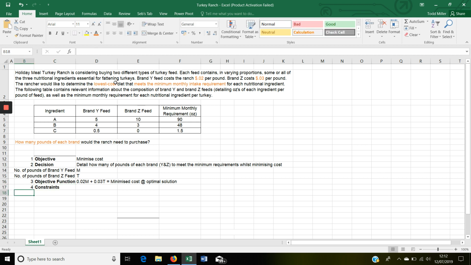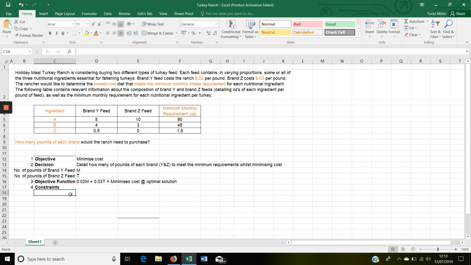Step 4, constraints. These are anything that we have to work with, we have to adhere to when we are calculating our optimized solution. Now we do have a couple of constraints in here because we are told there's a monthly minimum requirement that we have to meet in terms of certain ingredients. So for ingredient A, we have to have at least 90 ounces. That 90 ounces is going to come from the mix of brand Y and brand Z feed, because we're going to get 5 ounces for every pound of brand Y and 10 ounces for every pound of brand Z.